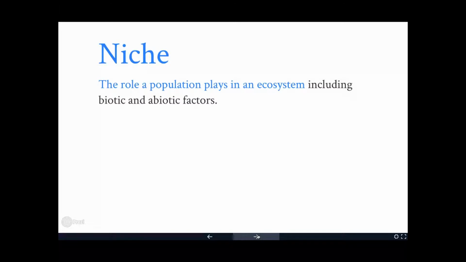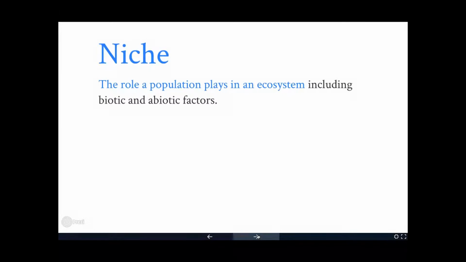It's the role a population plays in an ecosystem, including biotic and abiotic factors. So what do I mean by the role that a population plays? Say the bumblebee's niche is to pollinate flowers. A lot of times we use the analogy that it's an organism's job, but really it's just what the organism does. It includes where it lives, what it eats, and all those things in between.